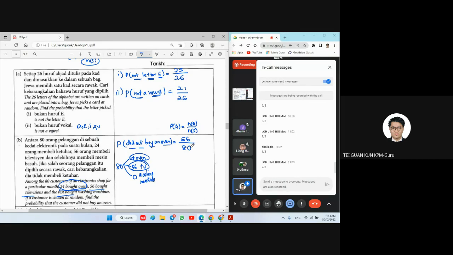Okay, sebab yang 56 ni dia beli TV sahaja. Yang ni dia tak ada washing machine lah. Kalau ada washing machine kena tambah jugalah. Okay, yang tak beli oven. So 56/80 kecilkan berapa? 56/80 kecilkan berapa? 7/10 lah.